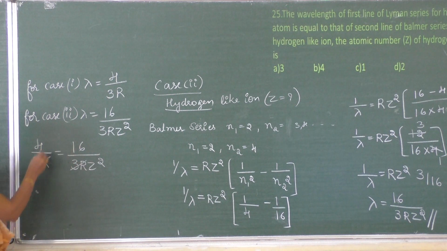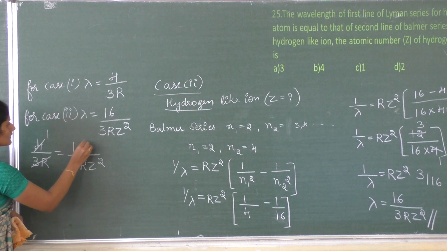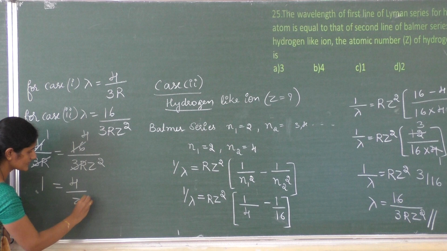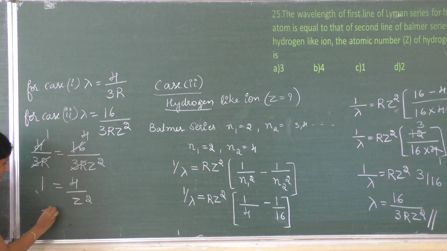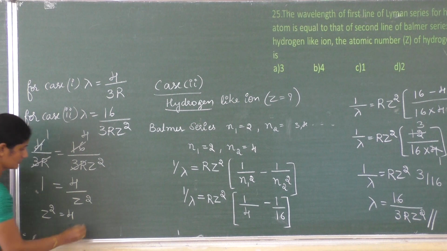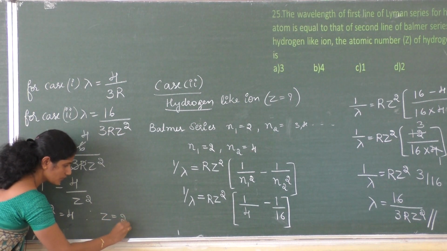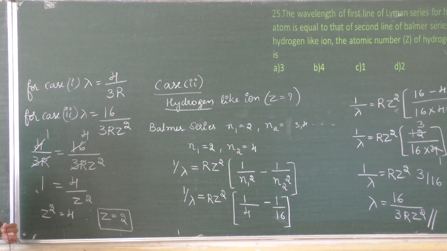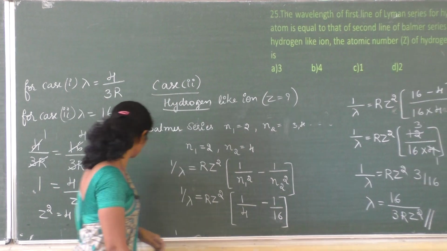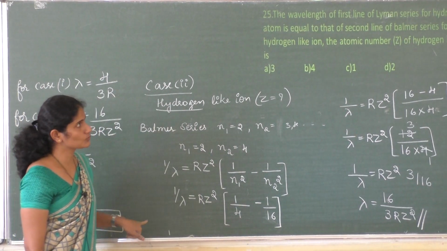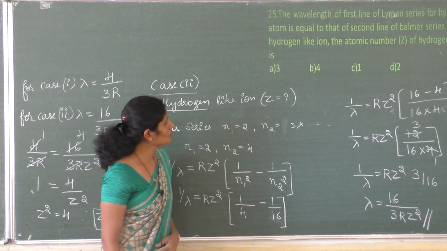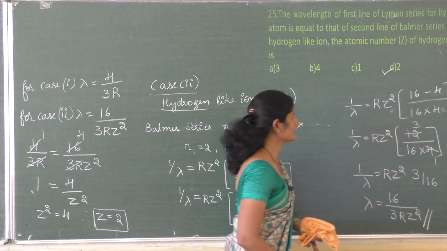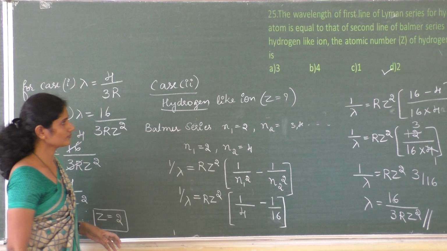3r cancels. So 1 is equal to 4 by z square, or z square is equal to 4. Therefore, z is equal to 2. Therefore, the atomic number of hydrogen-like ion is 2. Z is equal to 2 for helium atom. So the correct answer is option D. Option D is correct.